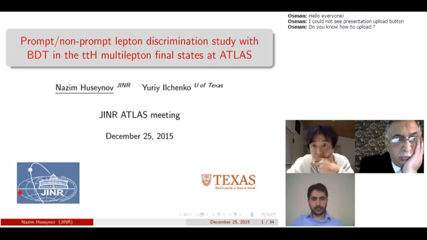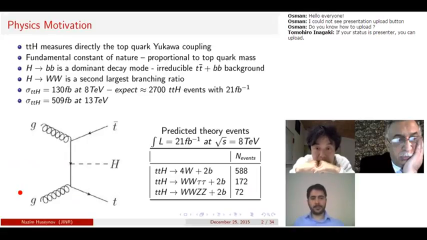Move to my talk. My research focused on a non-prompt lepton discrimination study with BDT in the ttH multilepton final state at the ATLAS detector. I worked in collaboration with Yuri Chinkapur and Austin of Texas University. Here, first slide. Our research was done at CERN, in the ATLAS project. Next slide, please.